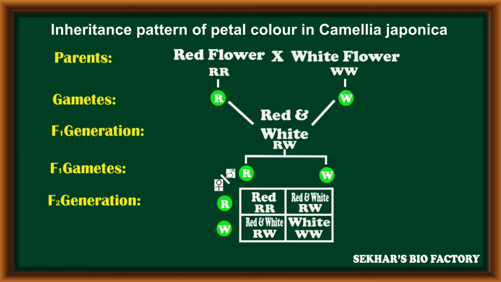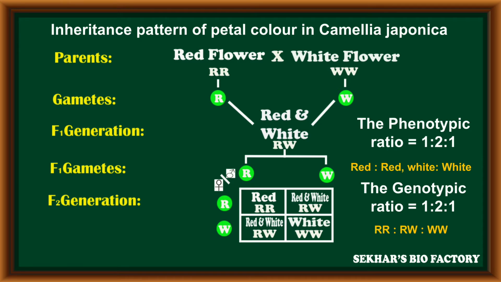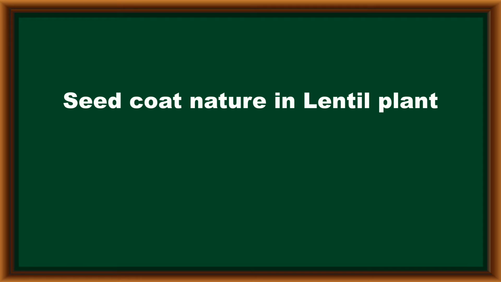When we calculate its phenotypic ratio and genotypic ratio, the phenotypic ratio is 1:2:1 because red is 1, red white are 2, white is 1. In a similar way, the genotypic ratio also becomes 1:2:1 because capital R capital R is 1, capital R capital W is 2, capital W capital W is 1. In this way, both phenotypic ratio and genotypic ratio become 1:2:1. It is the first example for codominance. The second example, seed coat nature in lentil plant.